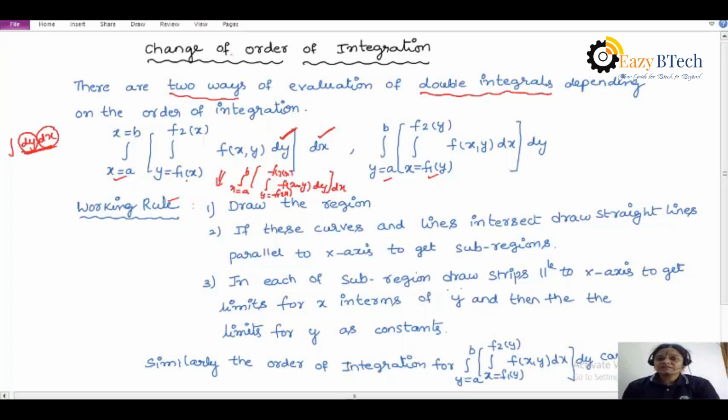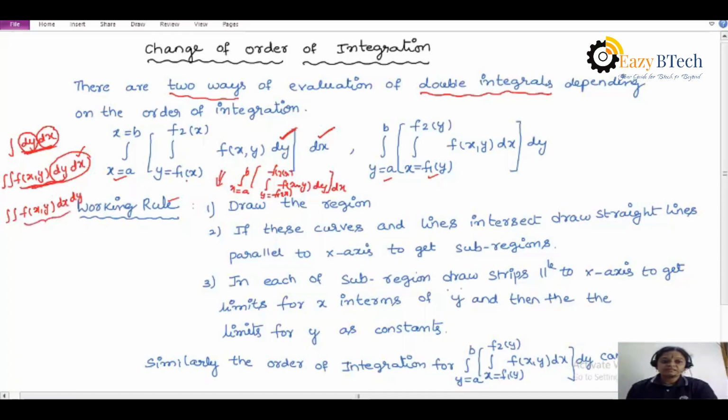So how will it be helpful for us? Change of order of integration. See here. The integral of f of x comma y dy dx means first doing integration with respect to y and then with respect to x. Using this procedure, we may change the double integration order from dy dx to dx dy.